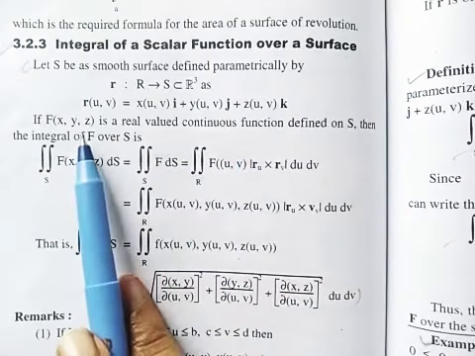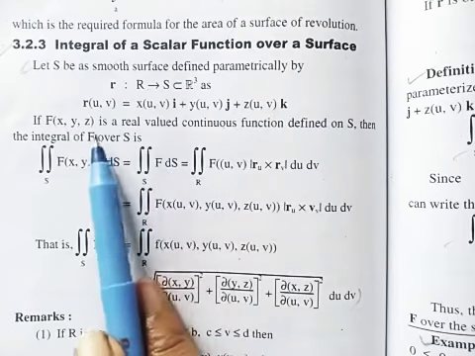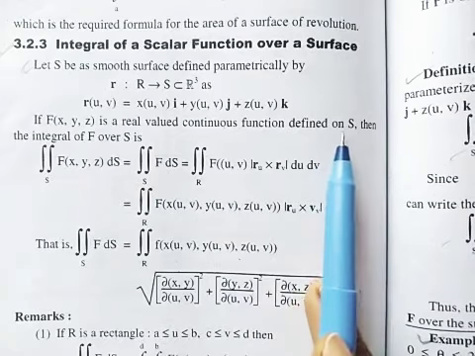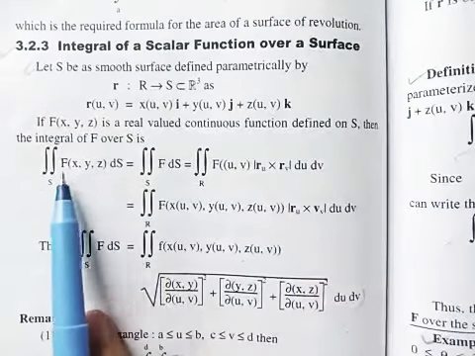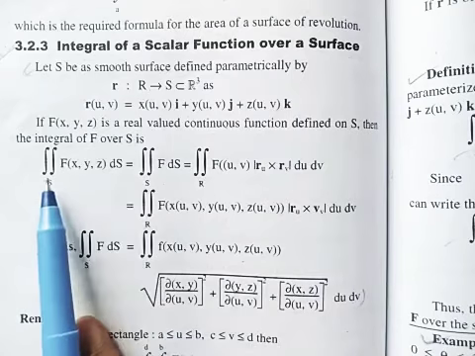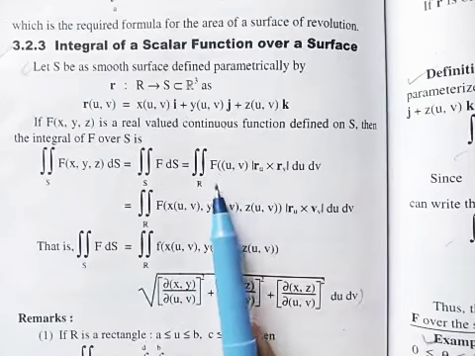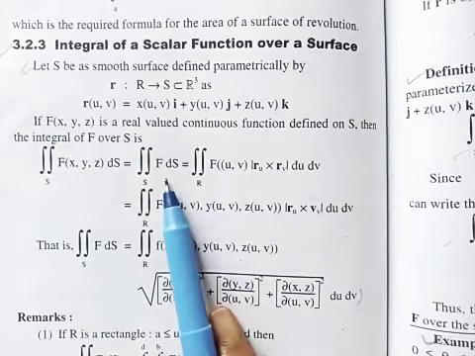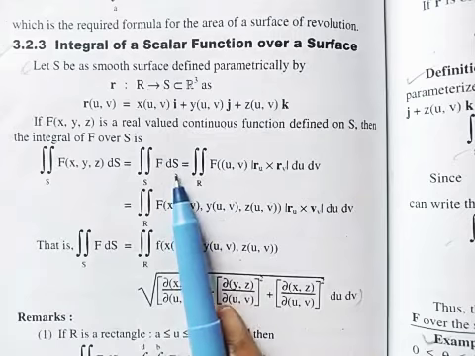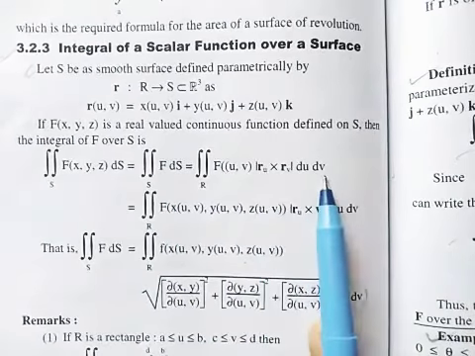Now if capital F is a real valued continuous function which is defined on the surface S, then the integral of F over surface S is calculated by the double integral of F over dS. That is, double integral F over dS is equal to double integral, we write capital F as a function of u and v. This dS is mod of ru cross rv du into dv.